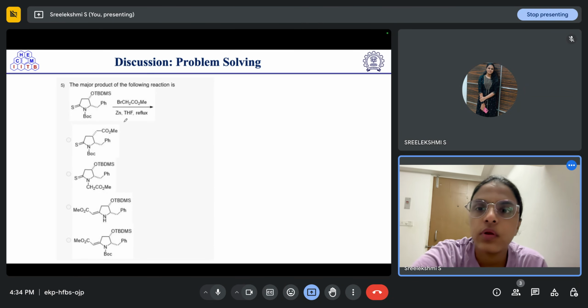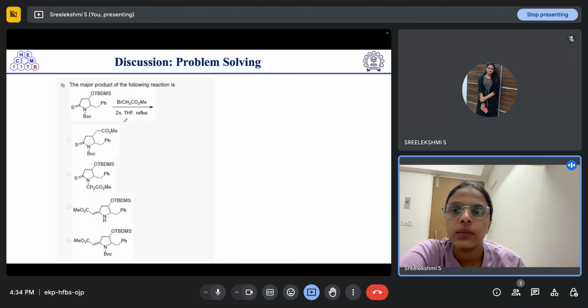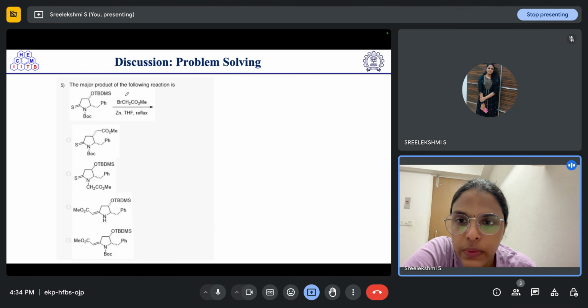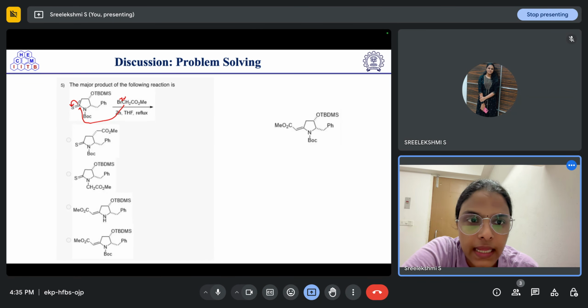So this is an example of the Reformatsky reaction, which is mediated by an organozinc compound. So here what is happening is that first this zinc will get inserted into this, and this will be like ZnBr. Then we can tell this carbon will be negatively polarized because it is attached to zinc. It will be attacking over this center, and this bond will shift to here, and we will be getting this as the major product.